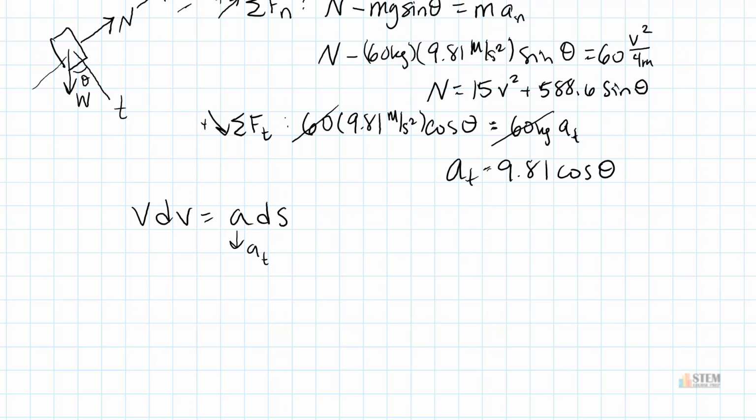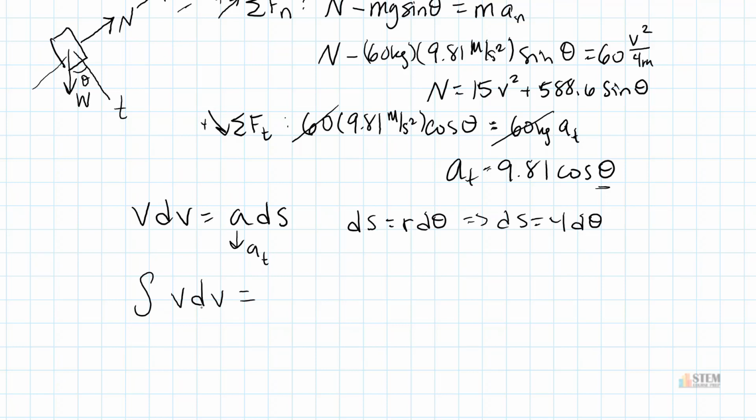So let's go ahead and use this equation. Now you might be wondering, we have a_t, that's a function of theta. So what do we do with that? Well, remember, we can rewrite ds as r d theta from arc length. Now I know what r is. It's 4. So we're going to put ds equals 4 d theta. So we're going to substitute this in for ds, and then we're going to integrate both sides.